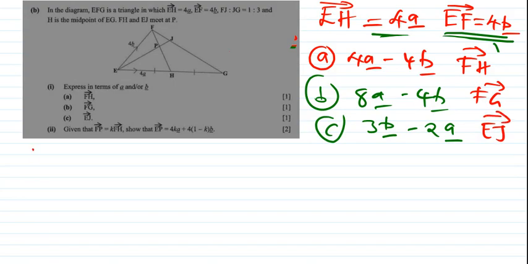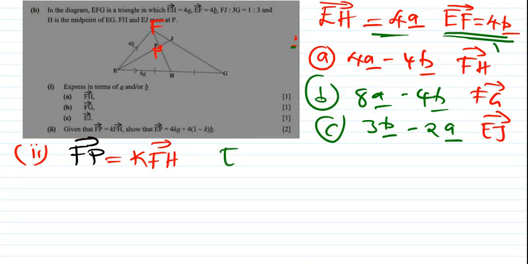Now part 2, which is the last question, says given that FP, from F to the point P, is a constant k multiplied by the vector FH, using that we should show that EP should be equal to what? 4ka plus 4 mod 1 minus k vector b.